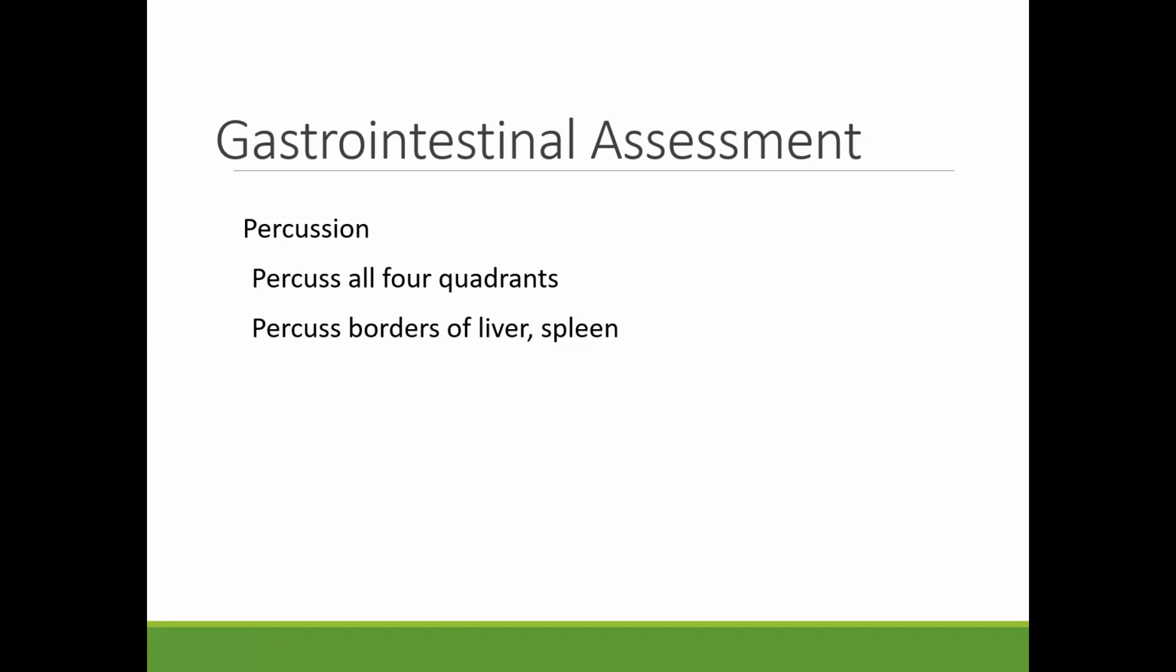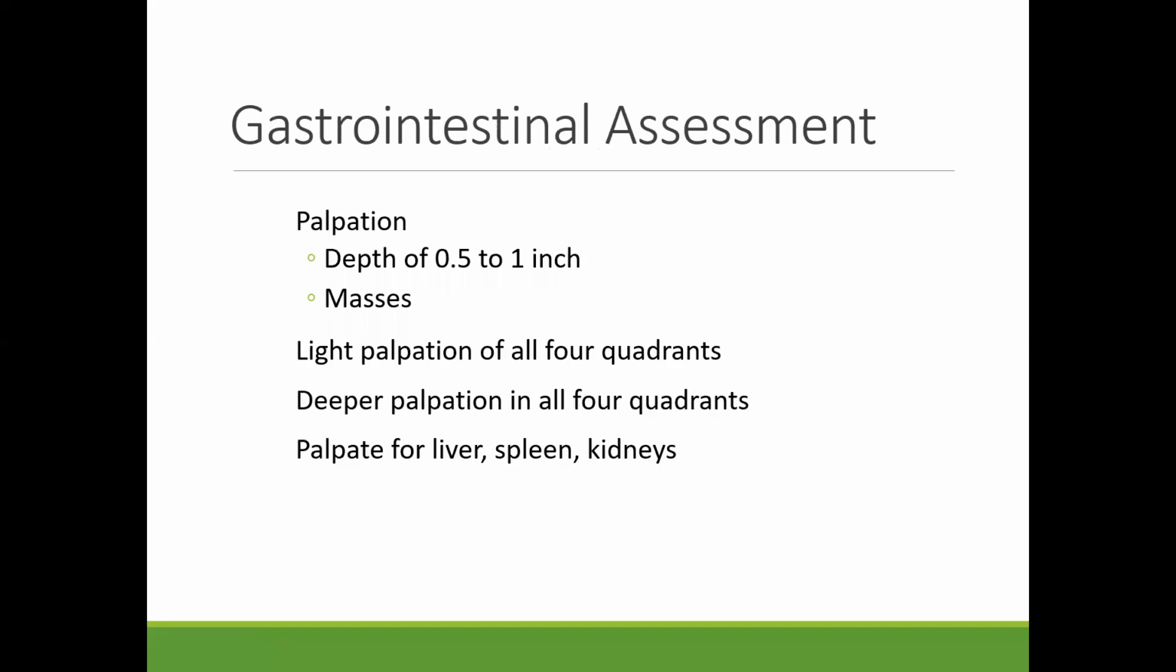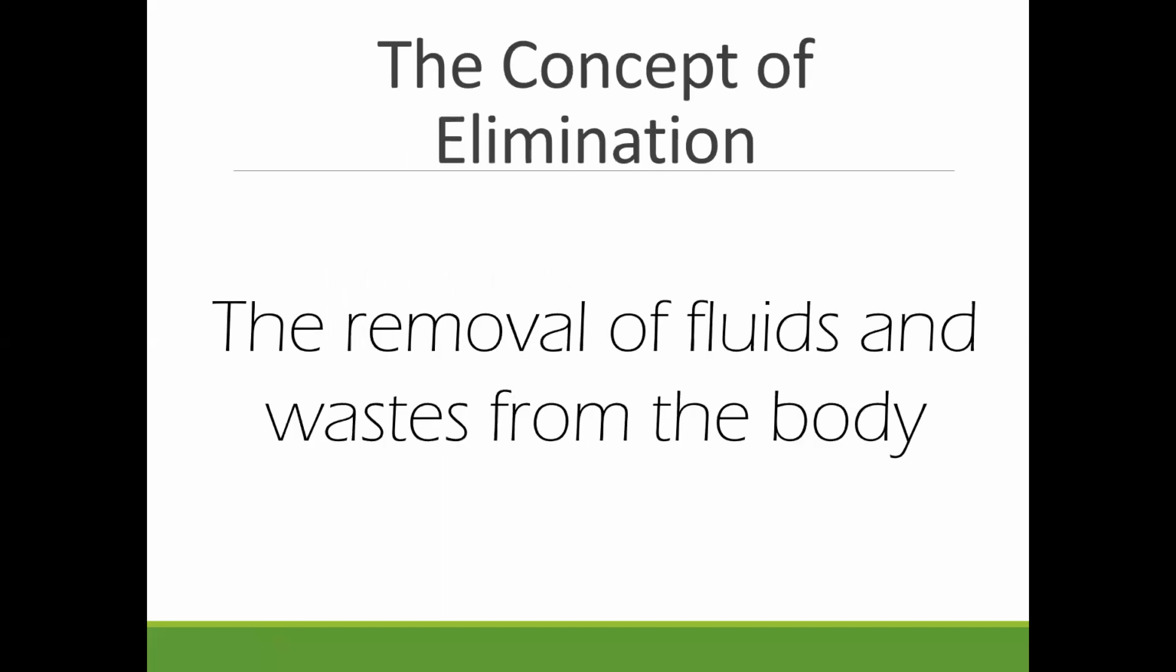You should be able to palpate the liver if they're laying down with deep palpation. If you're feeling a lot more than the liver, usually that's liver enlargement. Look for any masses, light palpation, all 4 quadrants, deeper, palpate, again, for liver, spleen, and kidneys. Everything's protected with the ribs, so if you're feeling too much of it, it's enlarged or something wrong.